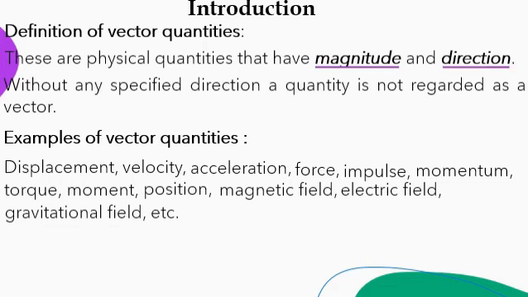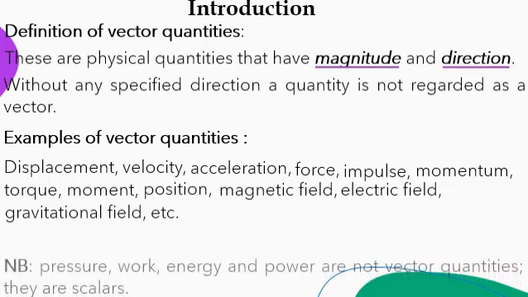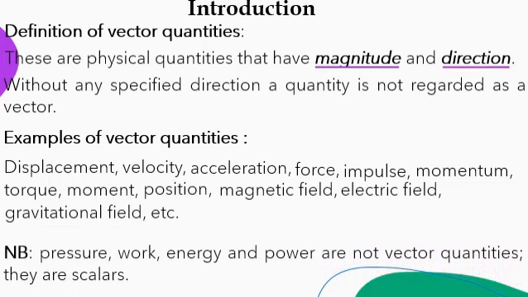Okay, that being said, there are a few quantities that may appear as if they are vectors, but they are not vectors. These include pressure, work, energy, and power. These are called scalar quantities. Scalar quantities are quantities that have only magnitude but no direction. When we say magnitude, we are talking about how big or how small a quantity is. That's talking about the size of the quantity.